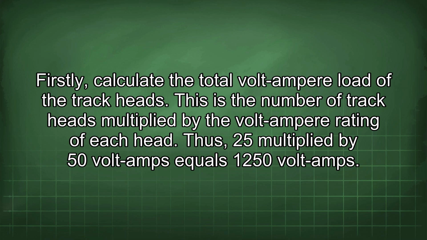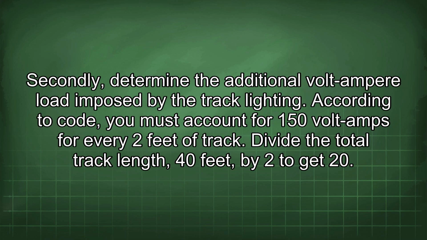This is the number of track heads multiplied by the volt-ampere ratio of each head. Thus, 25 multiplied by 50 volt-amps equals 1250 volt-amps. Secondly, determine the additional volt-ampere load imposed by the track lighting.